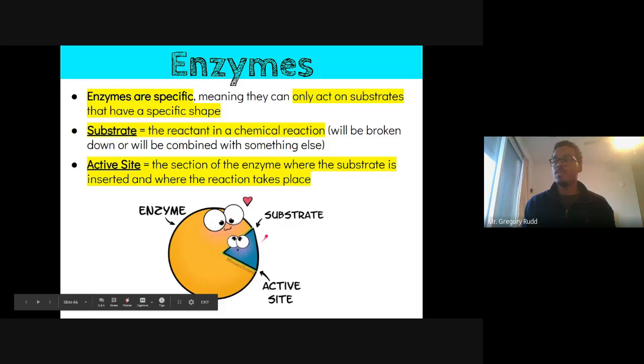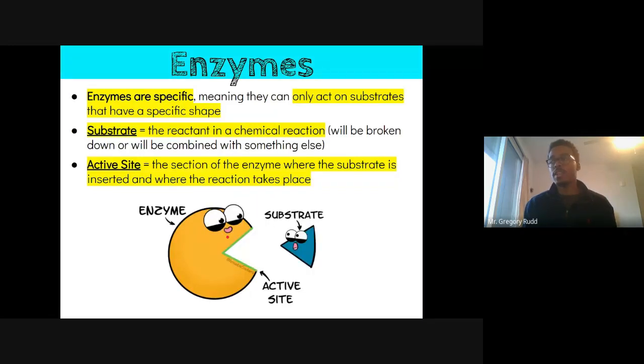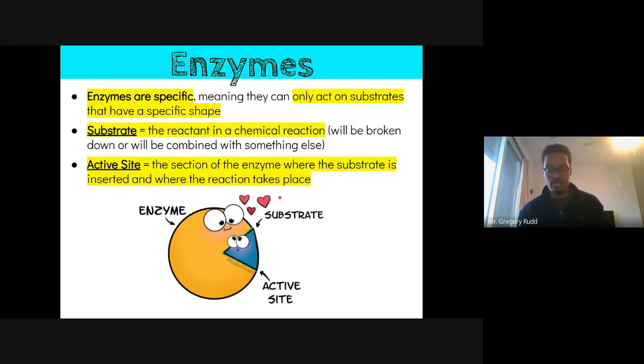Now, see in this image, we can see how they fit perfectly together. It's like a slice of pie being reinserted into the whole thing, or a puzzle piece, or a lock and key. There are several different analogies that work here.